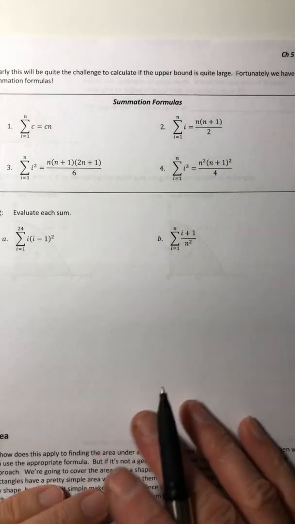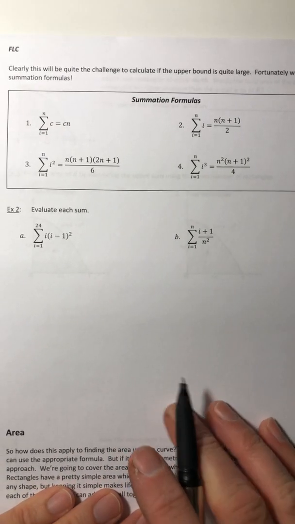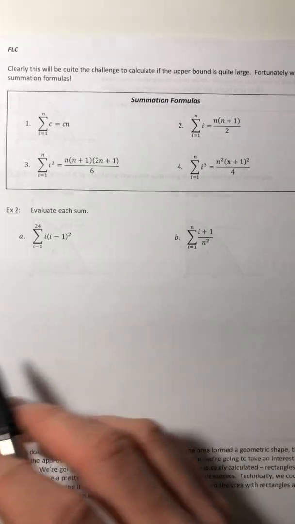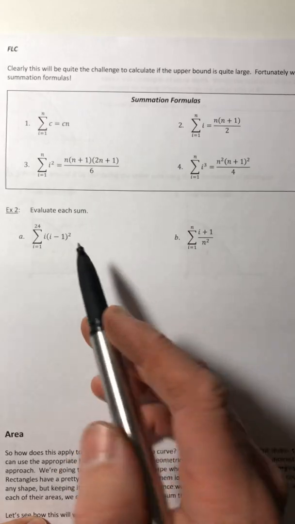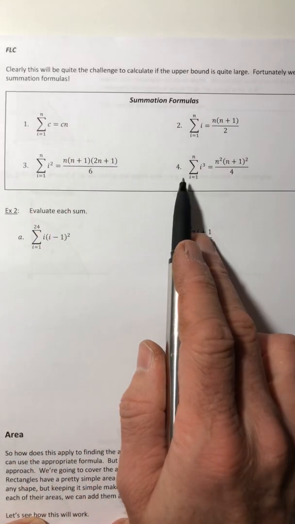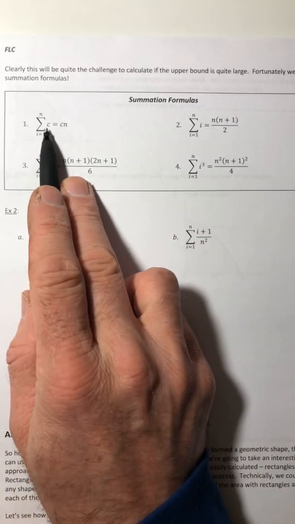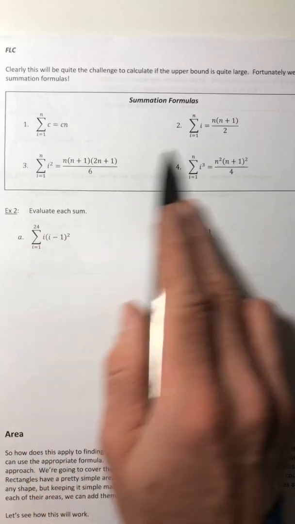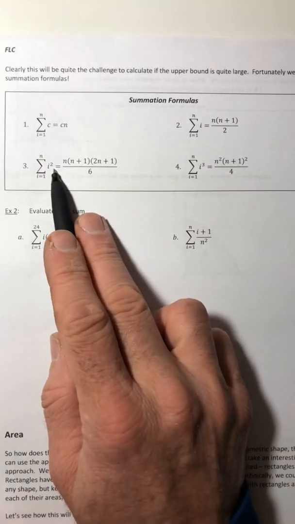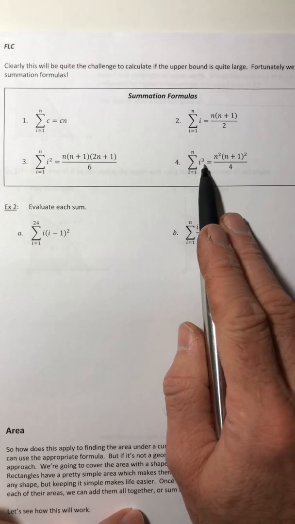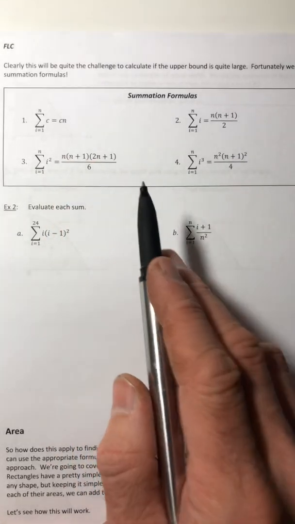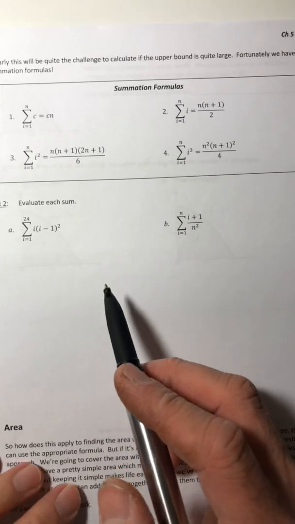And welcome back. In the last video, our last example had a really big sum to calculate. So we're going to use formulas instead to do stuff like that. Here are your formulas right here. We've only got 4 of them: when we've got just a constant, when it's just i, when it's i squared, or when it's i to the third. This is going to allow us to calculate large sums fairly quickly.